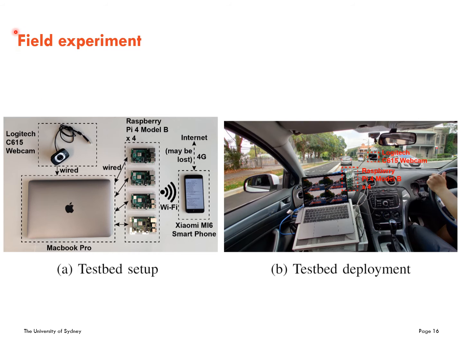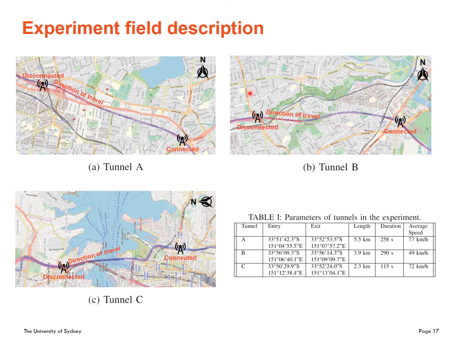And now let me introduce to you our field experiment. From the left is our testbed setup. The video frames go through our dashcam, and they are fed into 4 Raspberry Pis at the same time. One has our Aoe scheme, and the other 3 have our benchmarks. And the whole testbed is deployed in a car where we drove through 3 tunnels in the city, and the map is shown here.